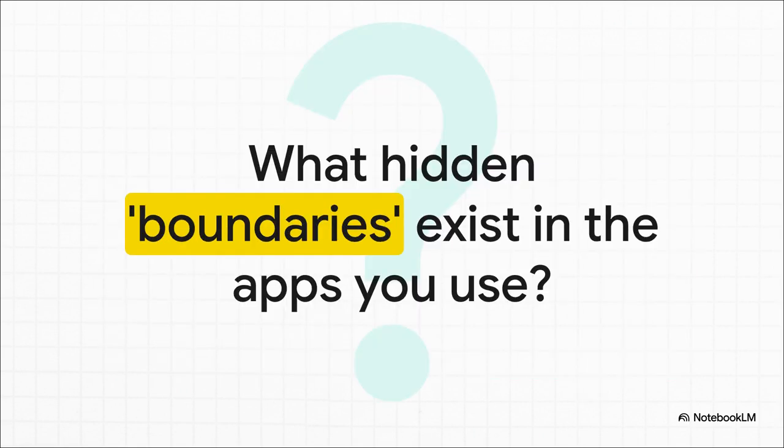So I'll leave you with a little challenge. The next time you're using any app, booking a flight, changing your password, cropping a photo, try to spot the hidden boundaries. Where do the rules of the system change? Because now you know that's exactly where the most important testing happens.